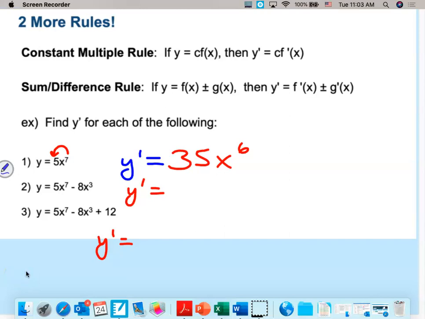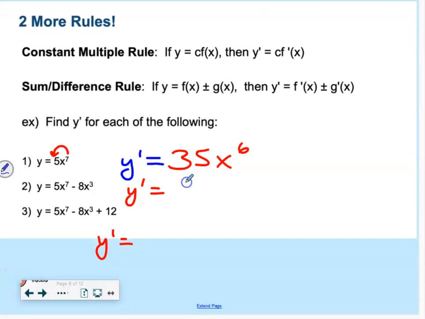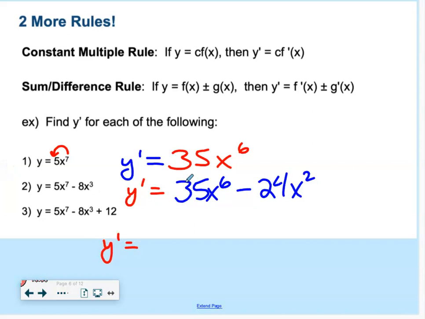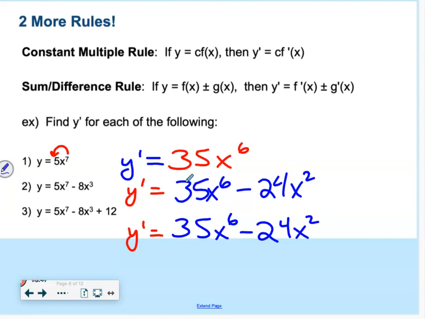The second one, we got, there we go. 35x to the 6th minus 24x squared. All right, and Nitty, for number 3, what did you get? 35x to the 6th minus 24. Wait a minute. That's the same as this one. Are you saying these 2 completely different functions have the exact same derivative? Is that possible?